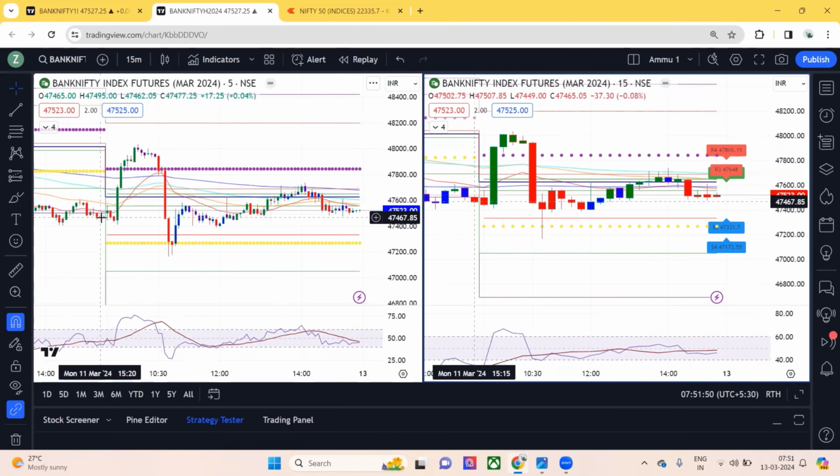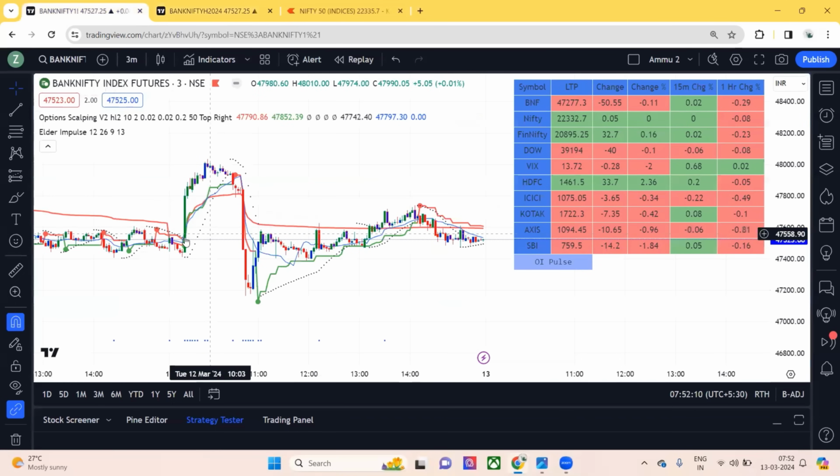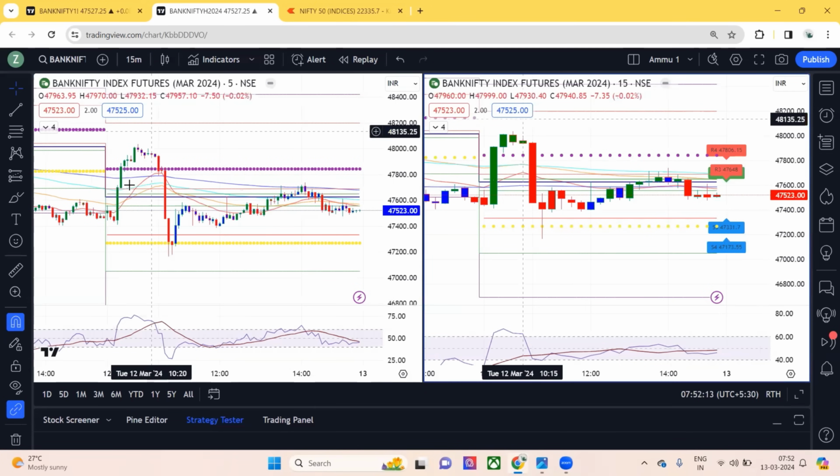It was on both the sides and many have messaged me, many have asked me why the Camarilla pivots have not respected. You can see very clearly the Elder Impulse is giving you a very clear breakout. So the Elder Impulse is against you at that level, so there are no reverse trades. At the same time, you can see a solid breakout candle with very good volume, so there is no possibility of reverse trades.